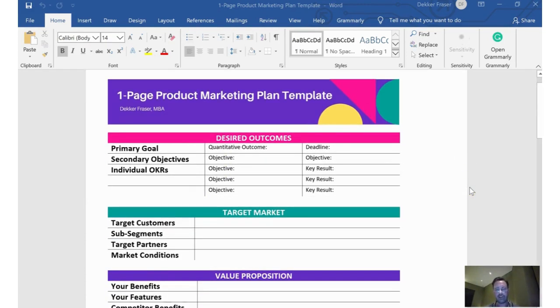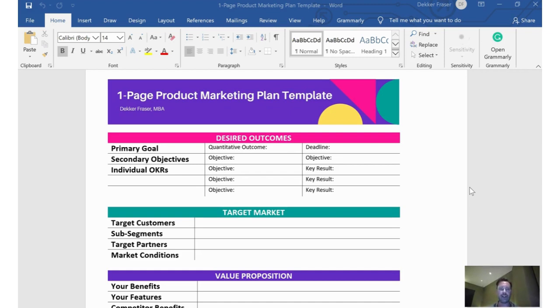So the first thing that you need to consider, and this is something that a lot of marketers ignore, is the desired outcomes. They jump straight into the strategy without knowing where it is they're trying to go, because the strategy is really only useful as a means to achieve outcomes.